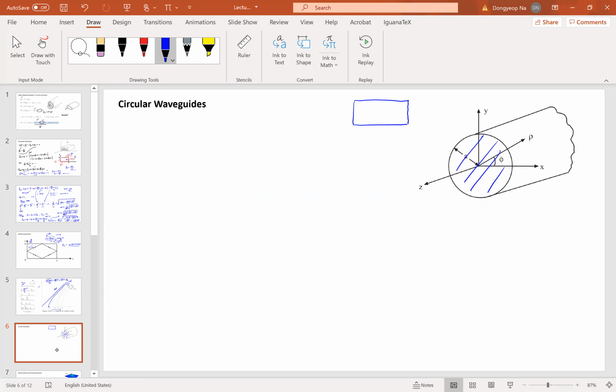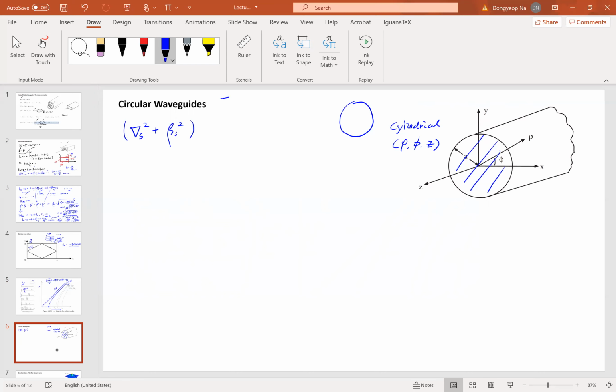On the other hand, in the circular waveguide, due to its circular shape, it's best to choose cylindrical coordinate. Okay, rho, phi, and z. So we can start with this transverse Helmholtz wave equation again. Again, TE z mode. In this case, rho and phi.